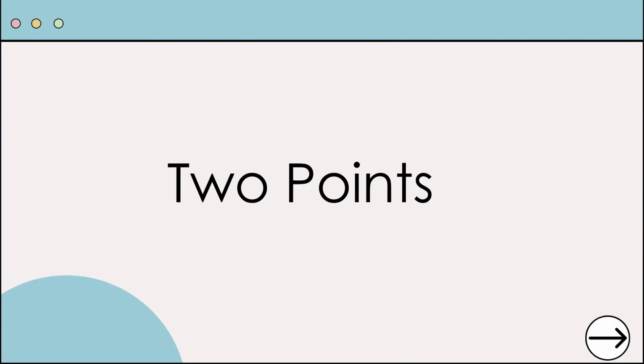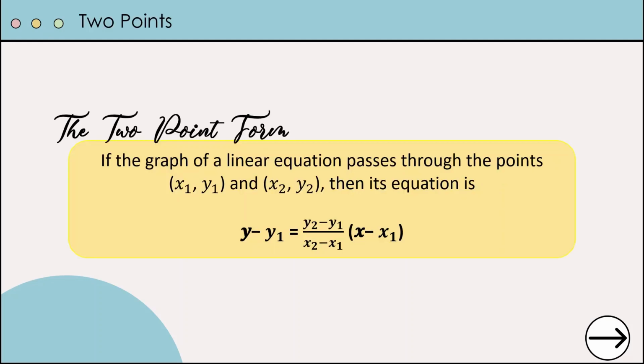Earlier, we have learned about the equation of a line, given the slope and the y-intercept, and given the slope and the point. This time, let's learn about the equation of a line given 2 points. If the graph of a linear equation passes through the points x sub 1, y sub 1, and x sub 2, y sub 2, then its equation is y minus y1 is equal to y sub 2 minus y sub 1 over x sub 2 minus x sub 1 times x minus x sub 1, or what we call the 2-point form.